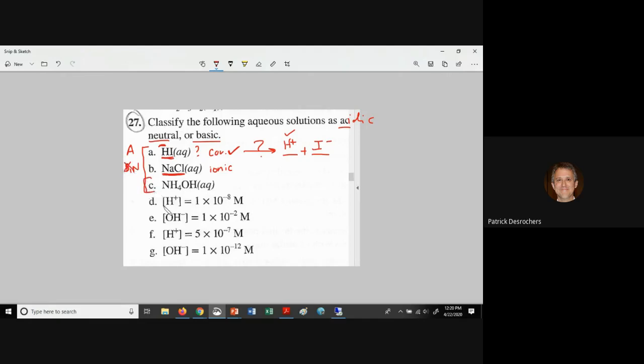Let's try this one. What's your vote on that one? Basic. Yep. How come? It has the OH. And is this one ionic or covalent?